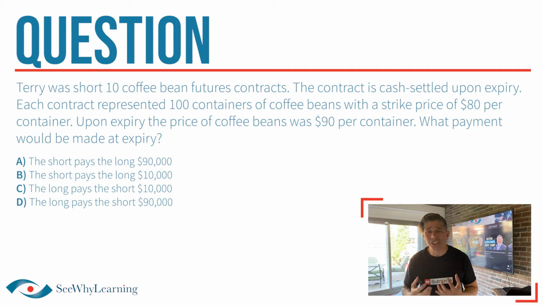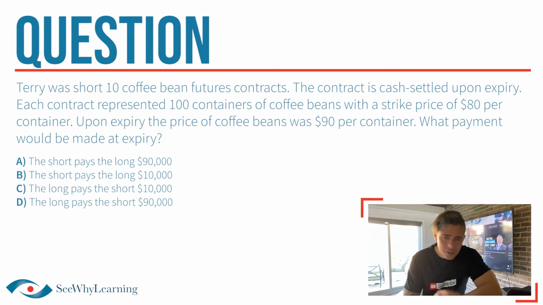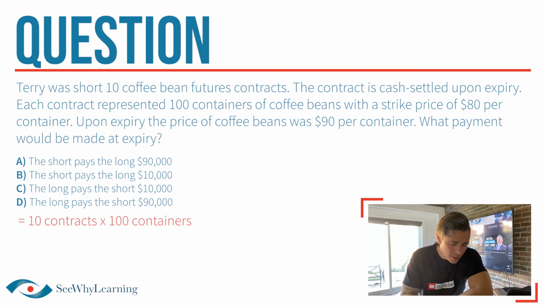Now, what does cash settled mean? Well, first of all, let's take a look here. Let's do the math on how many containers these 10 contracts represent. Now you'll notice Terry is short 10 contracts, and each contract represents 100 containers of coffee beans.